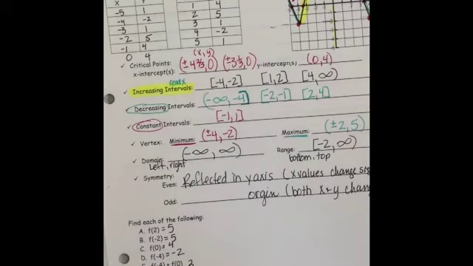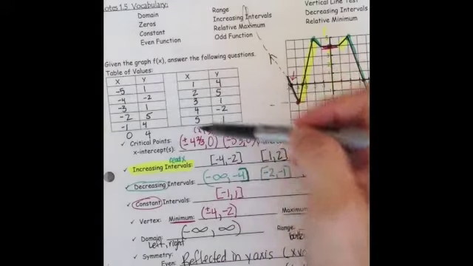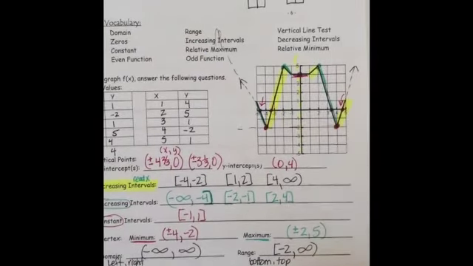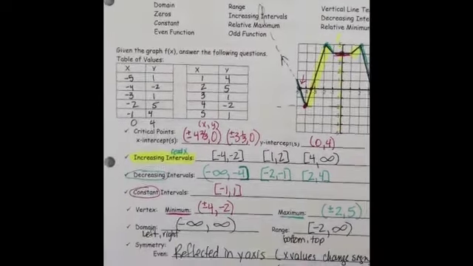Okay, we'll go through these real quick. Notice that none of the x's repeated themselves, so from the table you can tell it is a function, or you could come over here and you could look at the vertical line test and it would pass. So this is a picture of a function, okay?